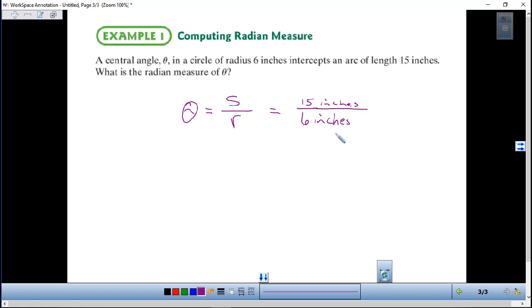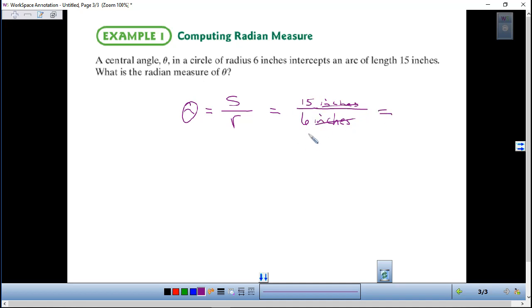And here's the thing, I want you to notice something. What happens with our units? Inches divided by inches, those are going to cancel out. Radian is actually not a unit. It's a ratio. So when we talk about radians, there actually is no unit attached. It's just that it's measured in radians. It's not actually a length of inches or centimeters or degrees or anything like that. It's just the ratio of arc length to radius. So our units actually cancel out.